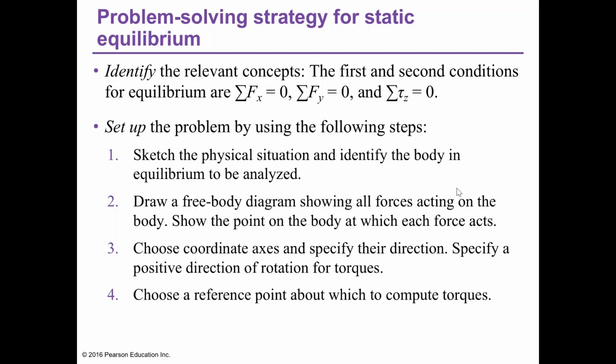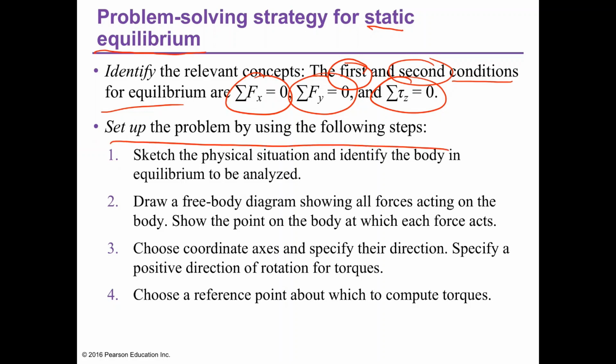All right. So now let's look at the problem-solving strategy for static equilibrium. What you need to do is identify the relevant concept. Here we have the first and second conditions for equilibrium. That is, the net forces in both the x and y directions need to be 0, and the total torque about any given point needs to be 0. You can set up the problem using the following steps. You first sketch the physical situation and identify the body in equilibrium to be analyzed.